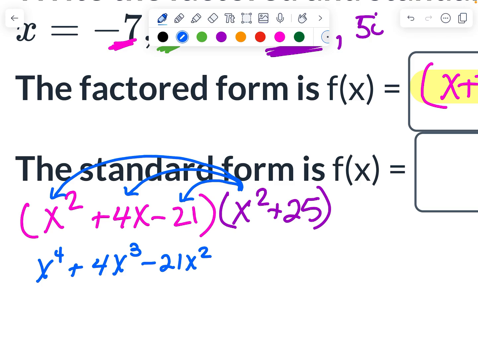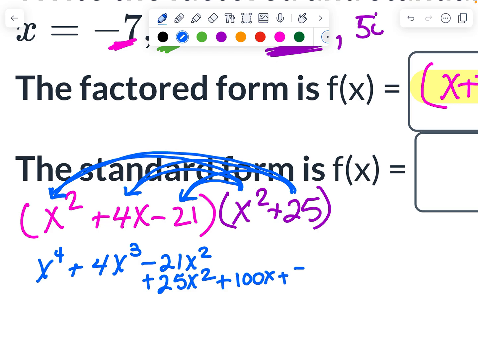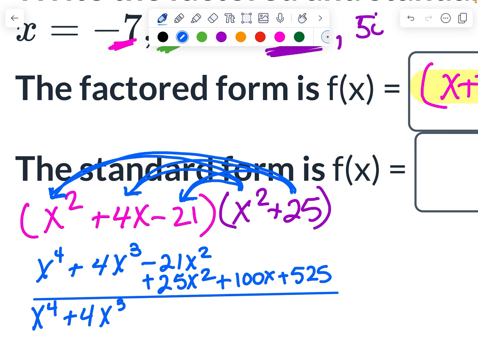All right, then I'm going to do my 25. 25 times x squared is positive 25x squared. 25 times 4 is positive 100x. And 25 times 21 is 525. And we add that together, and we get x to the power of 4 plus 4x to the power of 3 plus 4x to the power of 2 plus 100x plus 525.